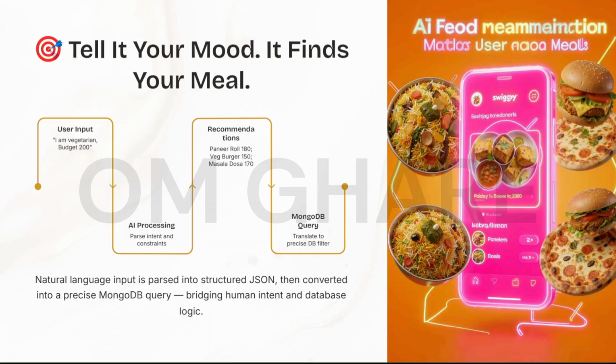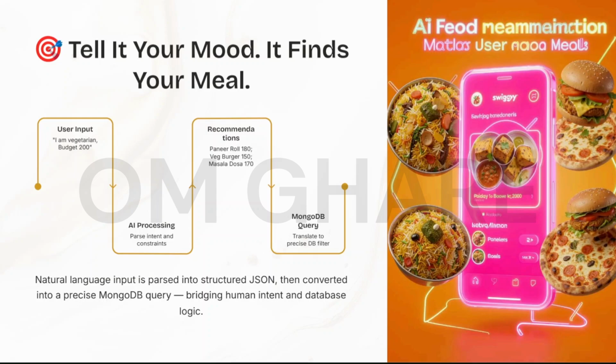Traditional food applications require users to manually apply multiple filters such as vegetarian, price range, cuisine type, or rating. However, people naturally communicate using complete sentences rather than filters. For example, a customer might simply say, I am vegetarian and my budget is 200 rupees. Food Genie allows users to interact exactly like this.